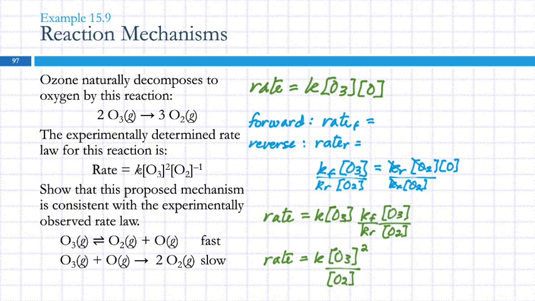I'm confused. When we go from O, you know how we divided by KR and O2, where did the regular O go in the next step? So let's.